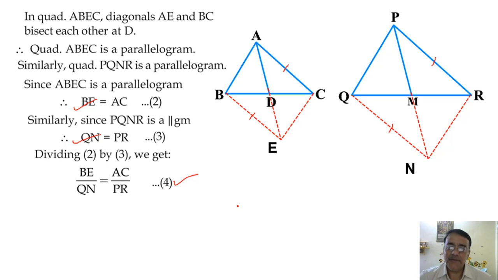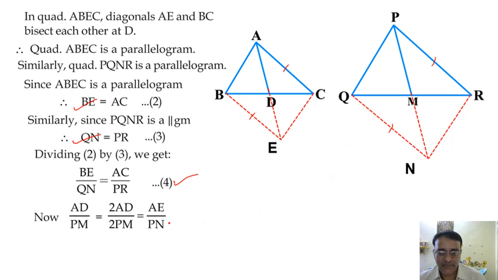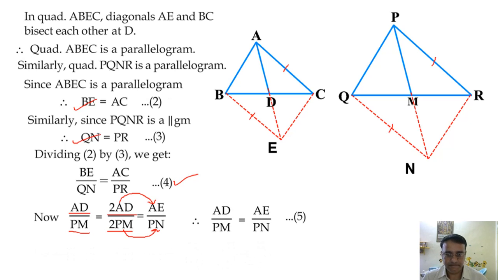Now what was given in the question? AB upon PQ is equal to AC upon PR is equal to AD upon PM. Right? So before that, AD upon PM we can write as 2 times AD upon 2 times PM, and 2 times AD we can write as AE and 2 times PM we can write as PN, because these two are equal. Now I am using what is given. AD upon PM is equal to AE upon PN. Let it be equation number 5.